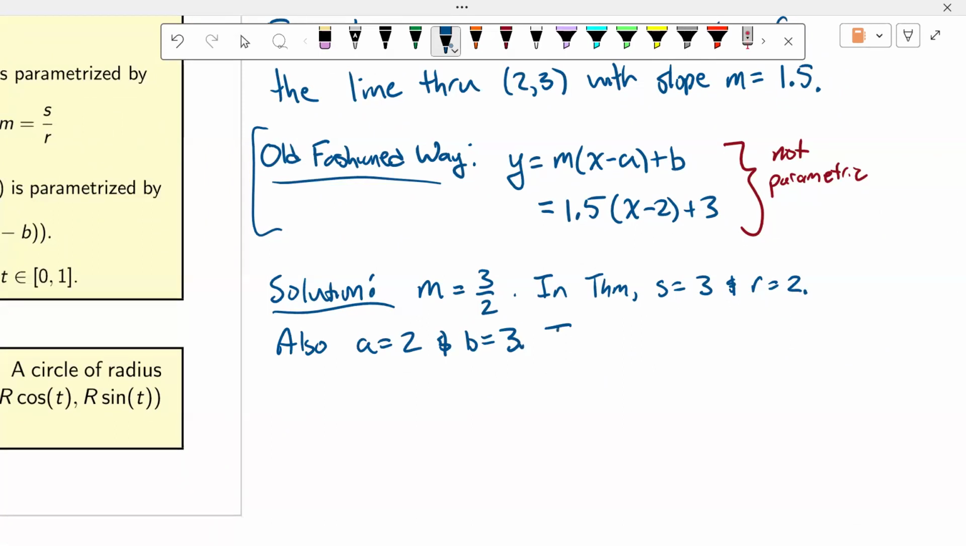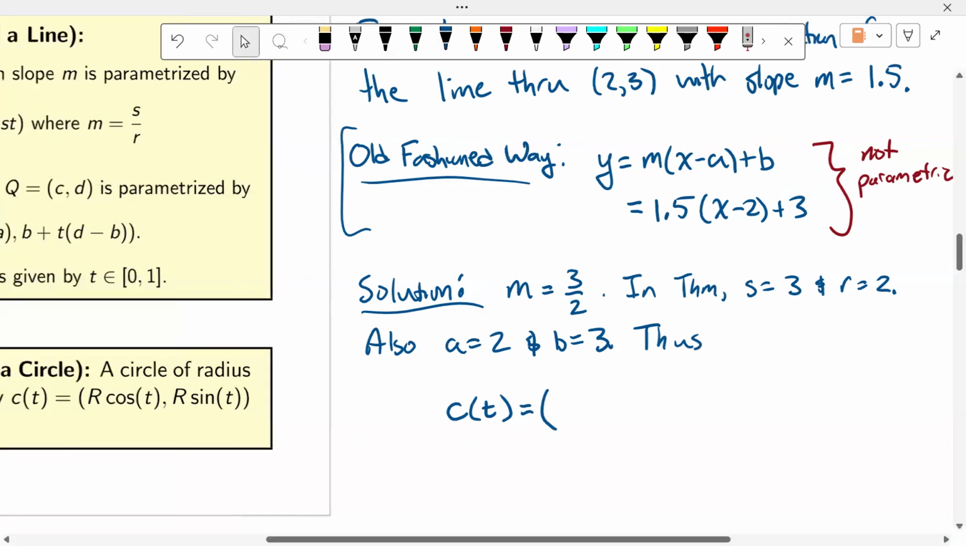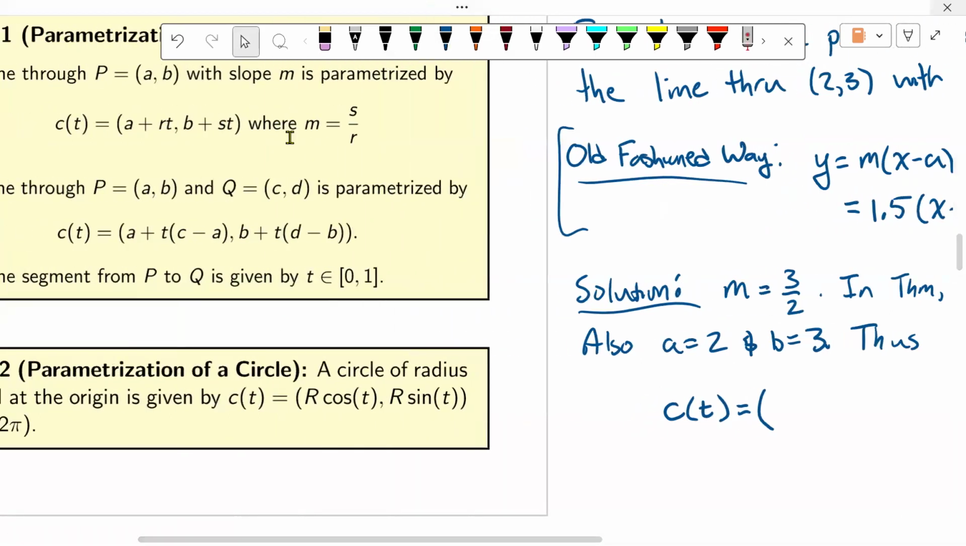And so thus, for our parametric equation C of t, we literally just plug in. It says take a plus r times t.